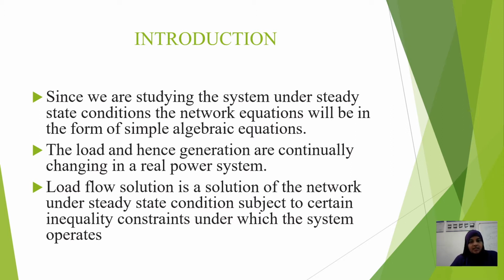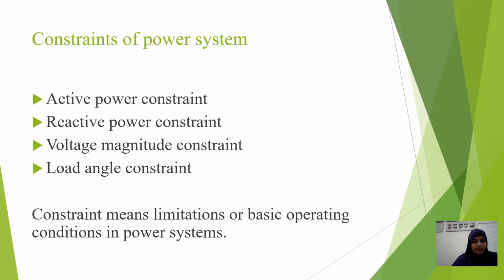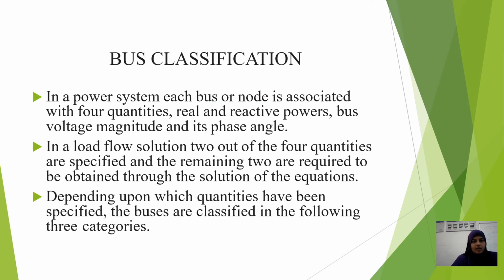Load flow solution is a solution of the network under steady state conditions, subject to certain inequality constraints under which the system will operate. So first of all, what is a constraint? Constraint means limitations or basic operating conditions in power systems. So there are four constraints of a power system, that is active power constraint, reactive power constraint, voltage magnitude constraint and load angle constraint.